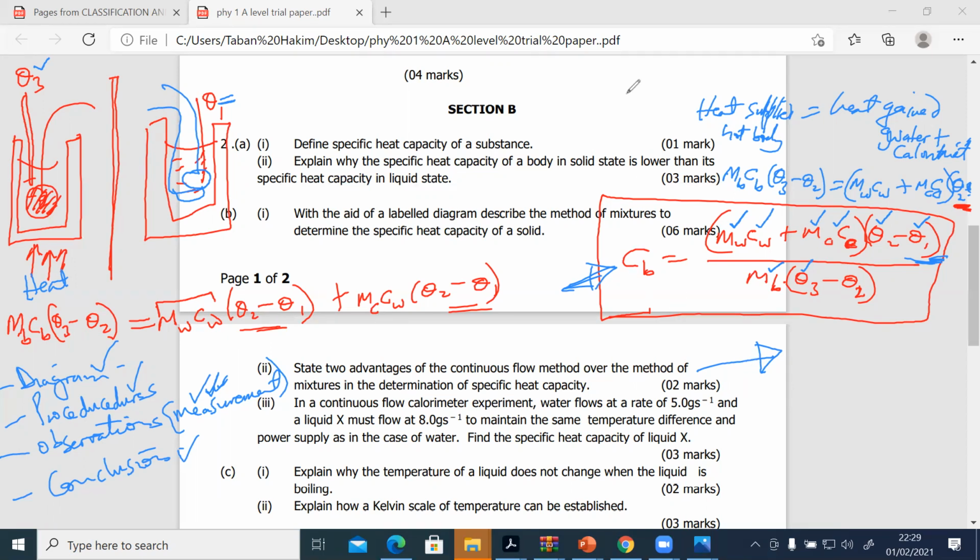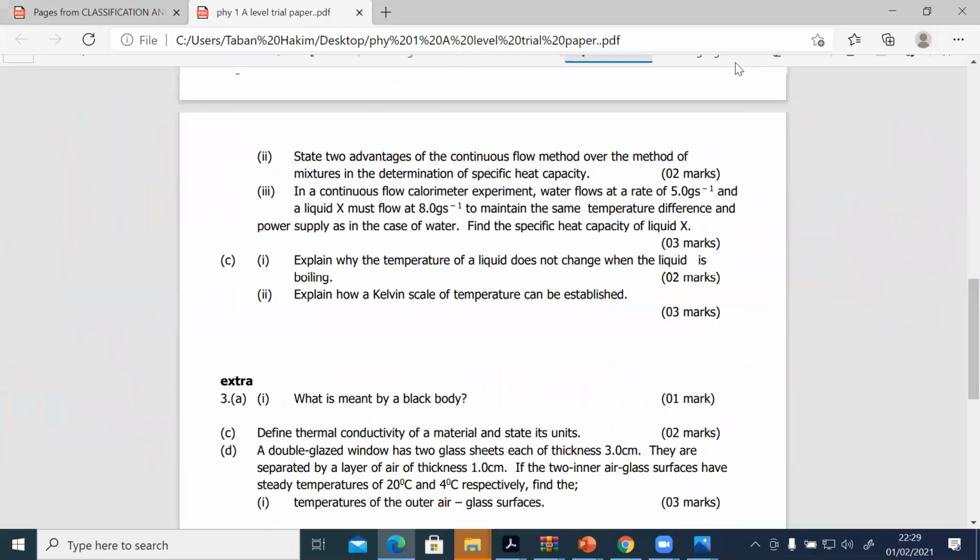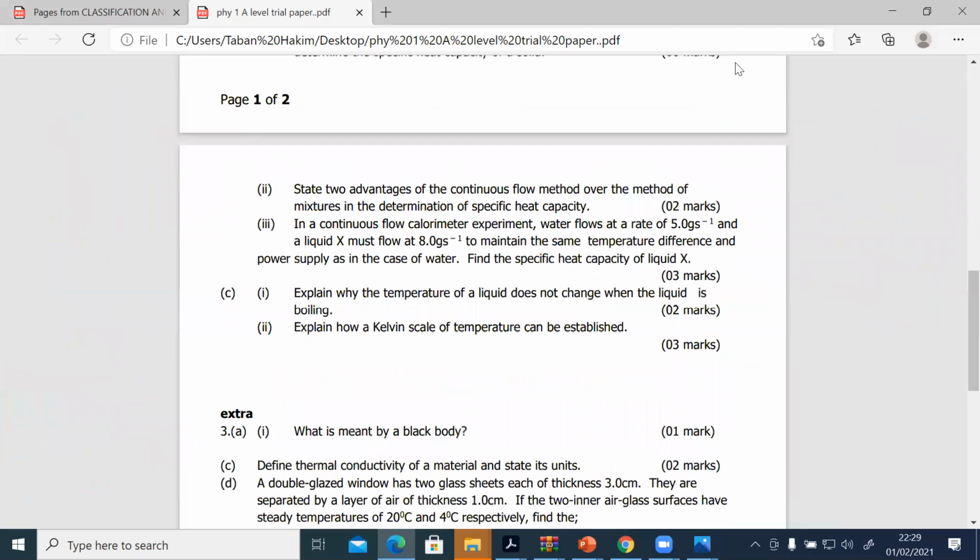Okay, let's go to the calculation. I have a little time remaining. So in a continuous flow experiment, water flows at a rate of 5 grams per second, and a liquid X flows at 8 grams per second to maintain the same temperature difference and the same power supply as in the case of water. Find the specific heat capacity of liquid X.